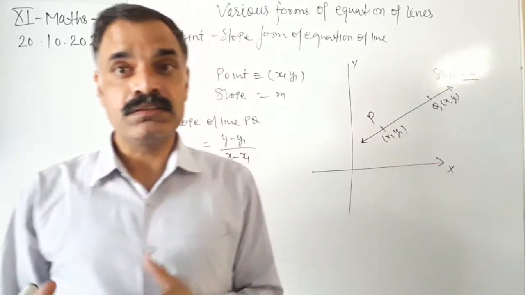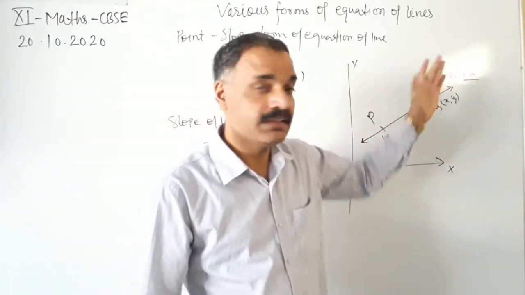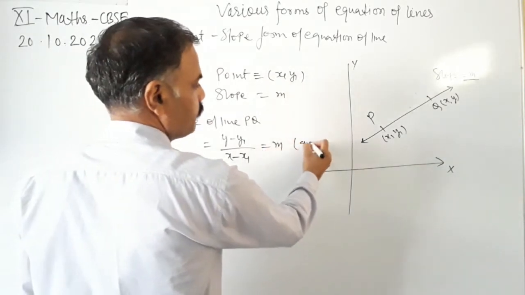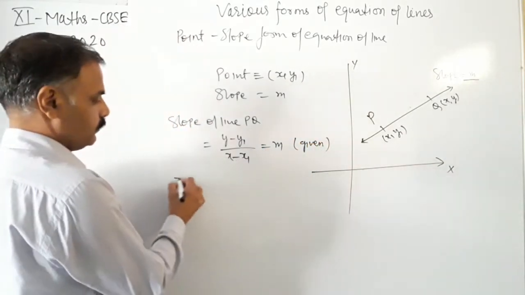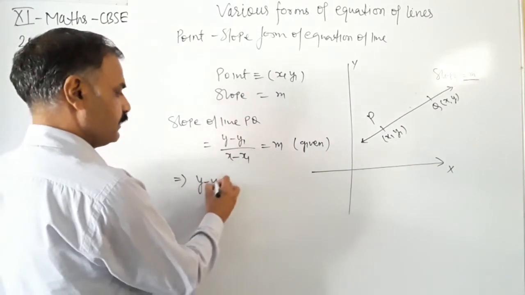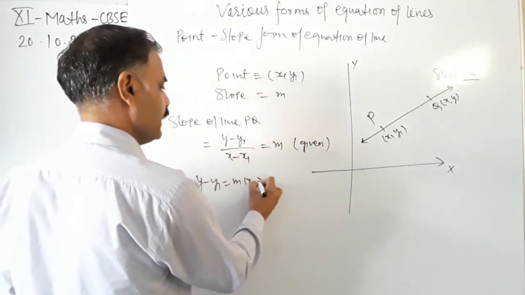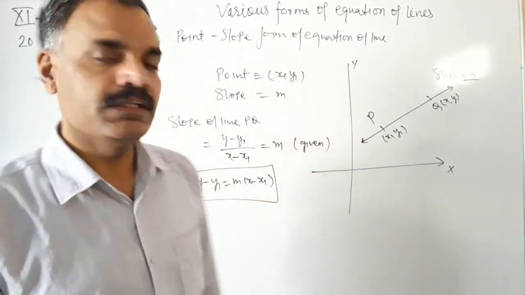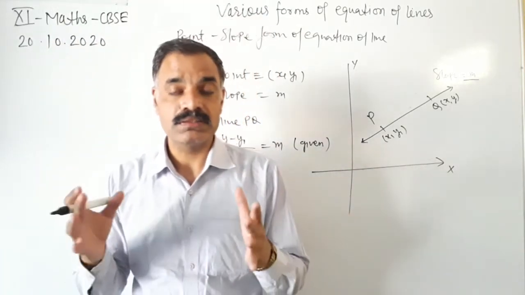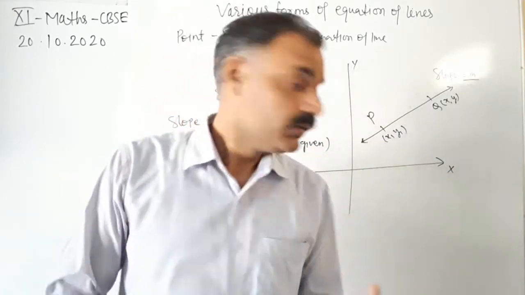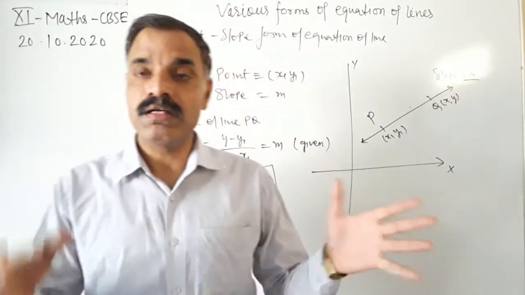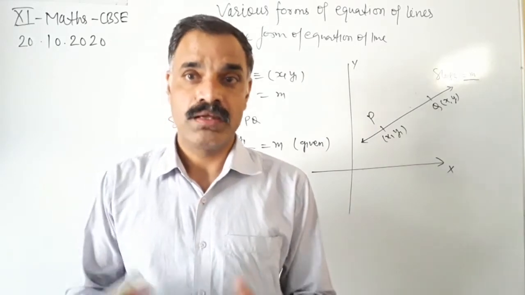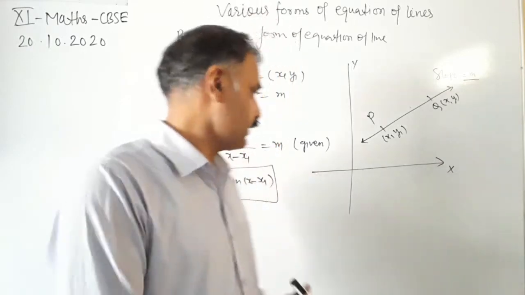And we have been given the slope. The slope is already given, that is m. So this is equal to m. So we can write y minus y1 equals m into x minus x1. This is the equation of the line passing through the point x1, y1, having slope m.